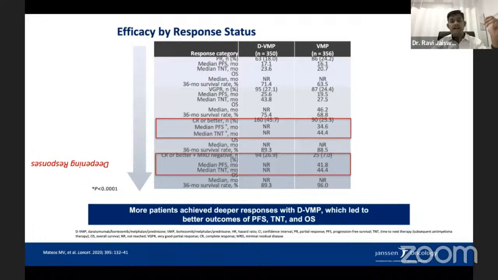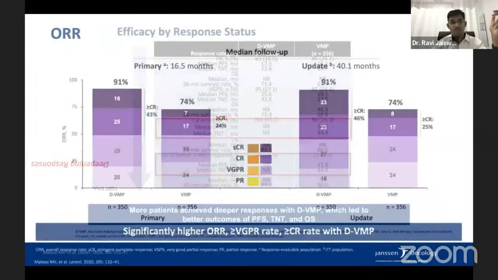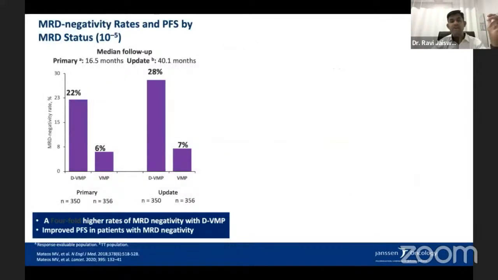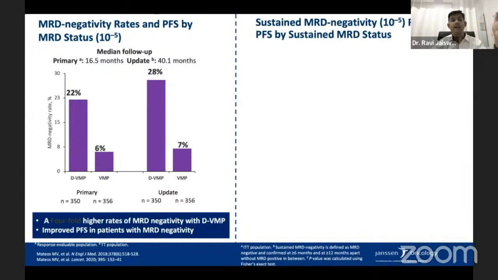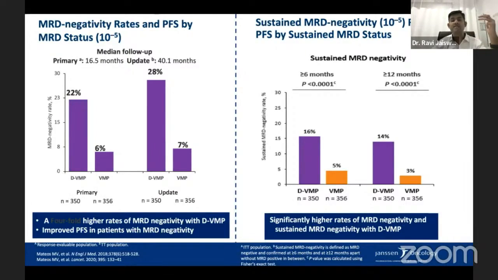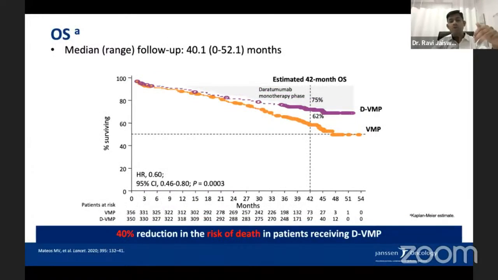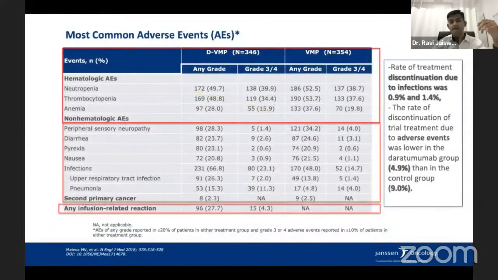And it was seen that more patients achieved deeper response with DVMP, which led to better PFS, time to next therapy, and overall survival. So more patients had a VGPR rate and a CR rate when they were put on a Dara. They had more MRD negativity, and this was a sustained MRD negativity, which was seen even at 40 months of follow-up. So the survival outcomes at 42 months also favored the combination by a hazard ratio of 0.6. That means a 40% reduction in risk of death in patients who received a Dara combination.